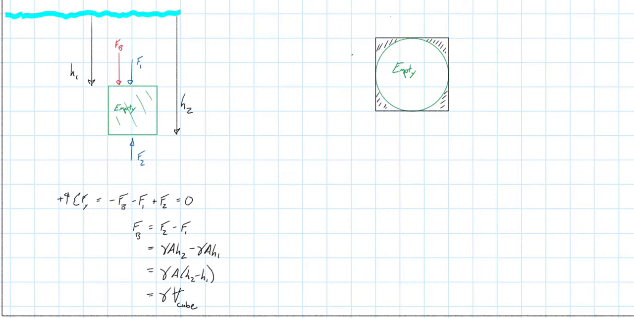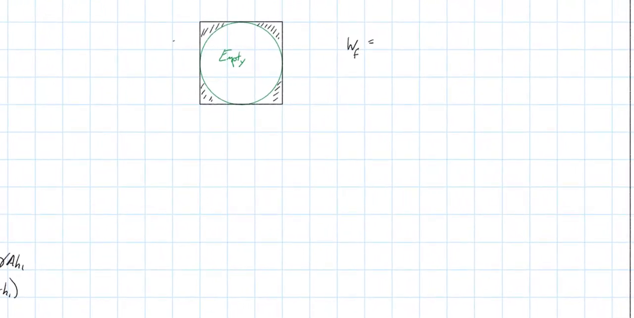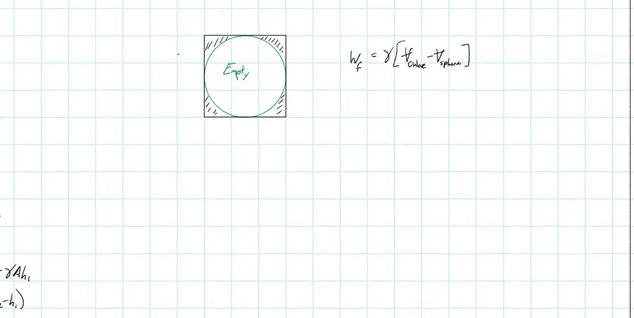And we're going to want to know what the weight of that water is. So the weight of the water, or the weight of the fluid, let me just do F, is going to be equal to gamma, right? That's going to be the specific weight of the fluid. But now the volume of that fluid is the volume of the cube minus the volume of the sphere. All right, so then let's just propagate gamma through here. So we have gamma times the volume of the cube minus gamma times the volume of the sphere.